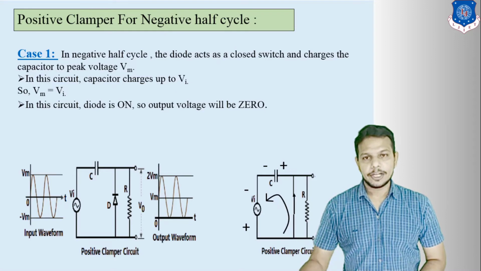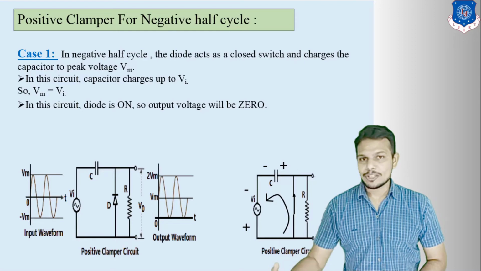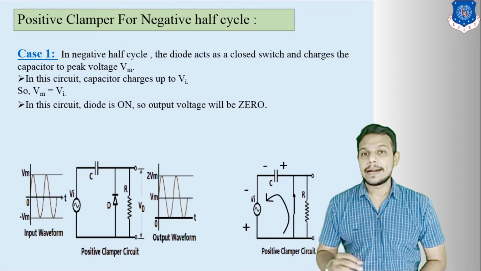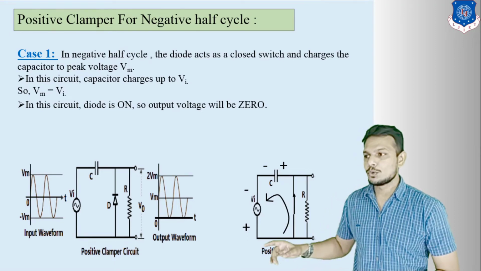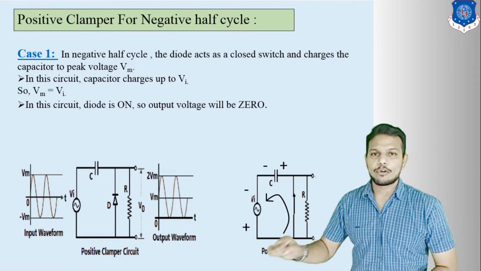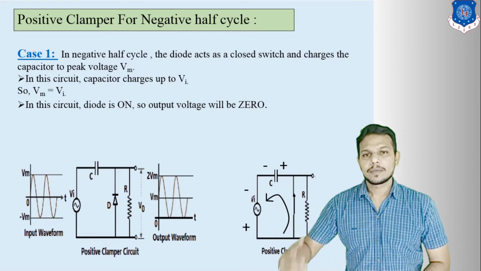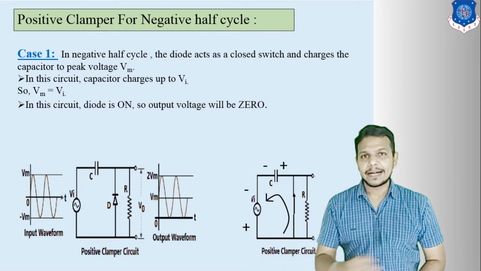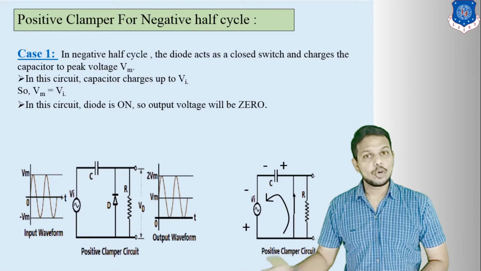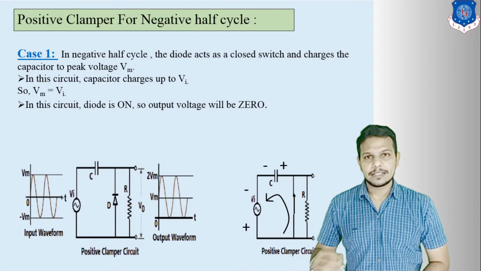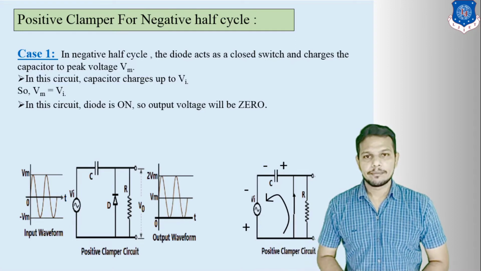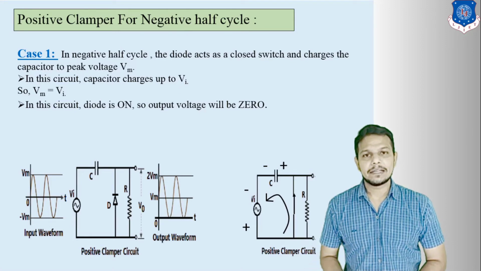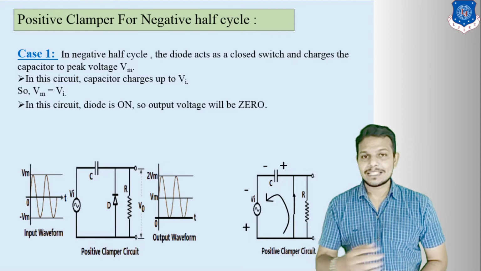We enter here an input waveform, which is in the form of a positive half cycle and a negative half cycle. So first you have to take the negative half cycle. Remember this, you have to short circuit this diode first. So we are going to use here the negative half cycle, right? If there is a negative half cycle, the diode acts as a closed loop and charges the capacitor up to Vm. In this circuit diagram, the capacitor charges up to Vi, or we can say Vm. So basically Vm is equal to Vi.